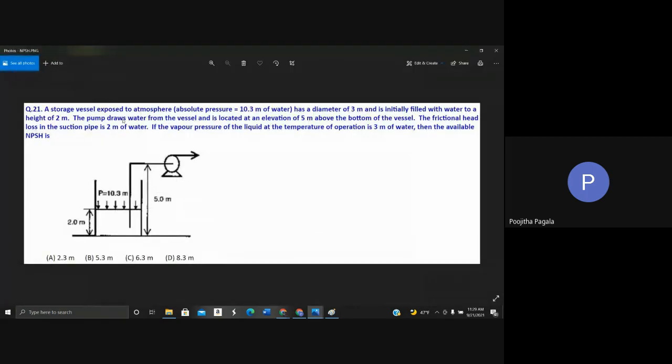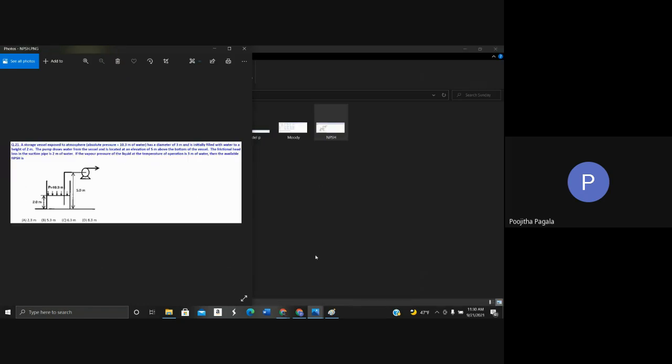So this is the problem we have. A storage vessel exposed to atmosphere at an absolute pressure of 10.3 meters has a diameter of 3 meters. I hope everyone has read the question. Now let us solve it.